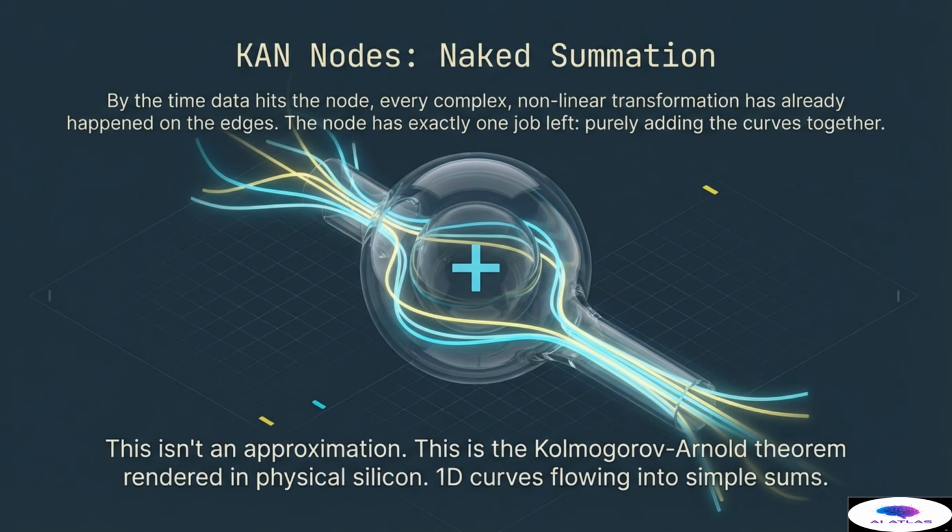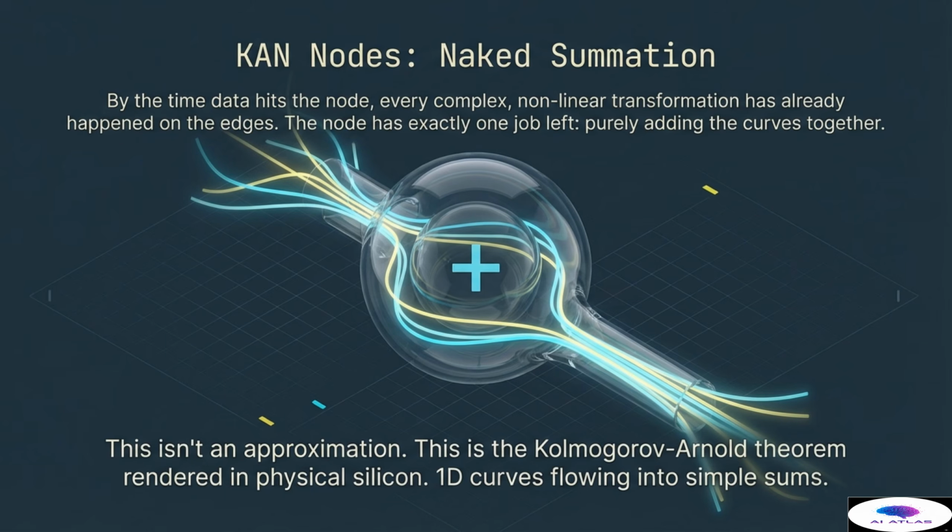Because the edges do all the heavy lifting, the nodes in a KAN perform what we call naked summation. By the time the data actually hits a node, every complex and nonlinear transformation has already happened on the edges. This means the node has exactly one job left, which is purely adding the curves together. This is the Kolmogorov Arnold theorem rendered in physical silicon, with one-dimensional curves flowing into simple sums. There is no activation function like ReLU or sigmoid inside the node because the nonlinearity is already baked into the edges. This setup is not just an approximation of the theorem, it is a direct implementation of it.